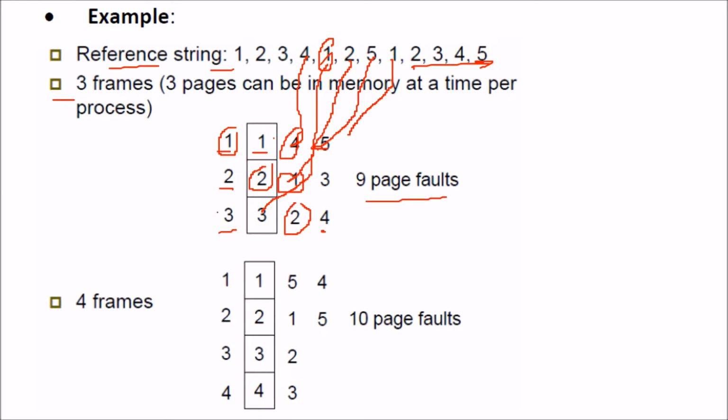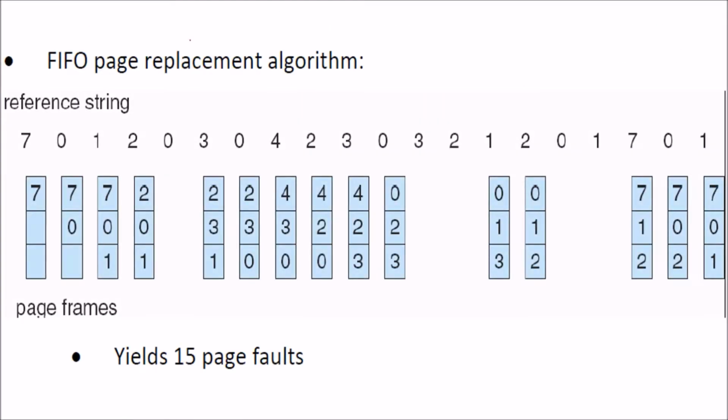But there is also a possibility that we can increase the frame number. If we increase the frame number and perform the same activity, that is first in, first out, then we see that because of increasing the frames, the page faults will increase. I'll show you with a proper example.